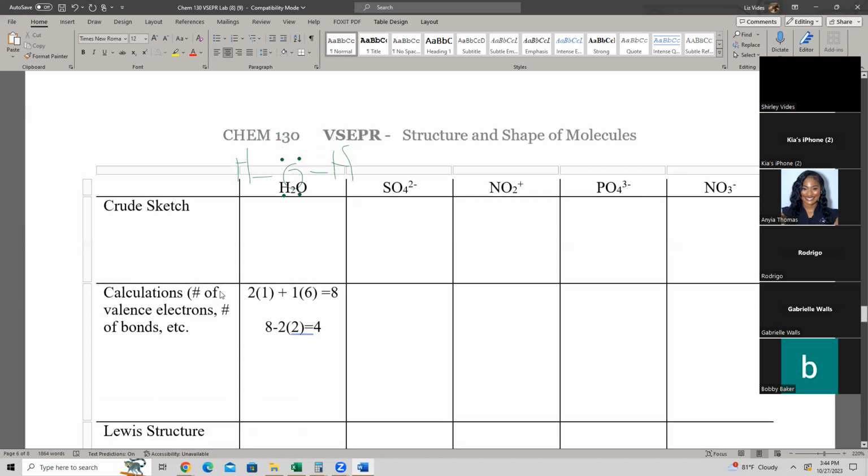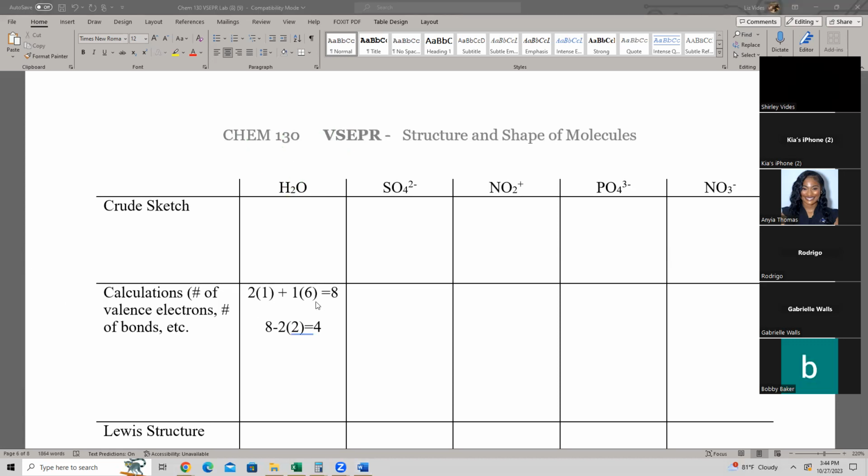Okay, SO4 -2. So this is another one of those ion ones that you need to remember, that -2 has to be counted in the totals. All right, so we got 1 sulfur times 6, plus we have 4 oxygens times 6, plus we have the charge of 2. So this is a total of how many? Let's see, 32. Am I right? Yeah, okay. So that's 32.